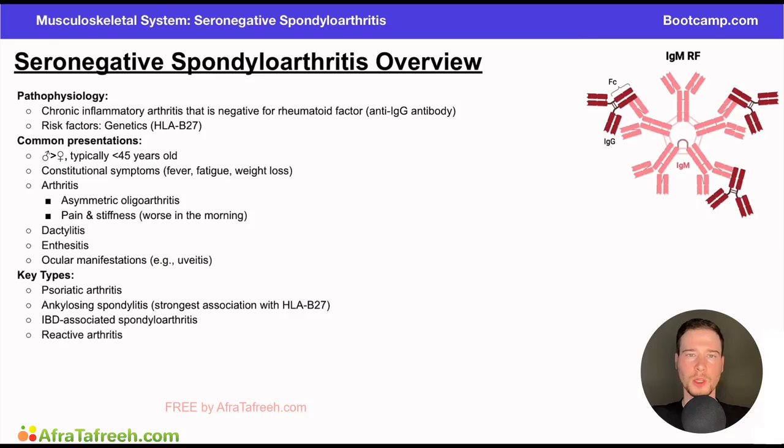So in this video, I just want to do a little bit of an overview. What is a seronegative spondyloarthritis? So let's break down the word a little bit. Spondyloarthritis is a group of inflammatory conditions that typically affect the vertebral column. When we say that these conditions are seronegative, we're talking about the pathophysiology here, and that these chronic inflammatory conditions are negative for rheumatoid factor. That's what we mean when we say that it's seronegative. The serum is negative for the rheumatoid factor.